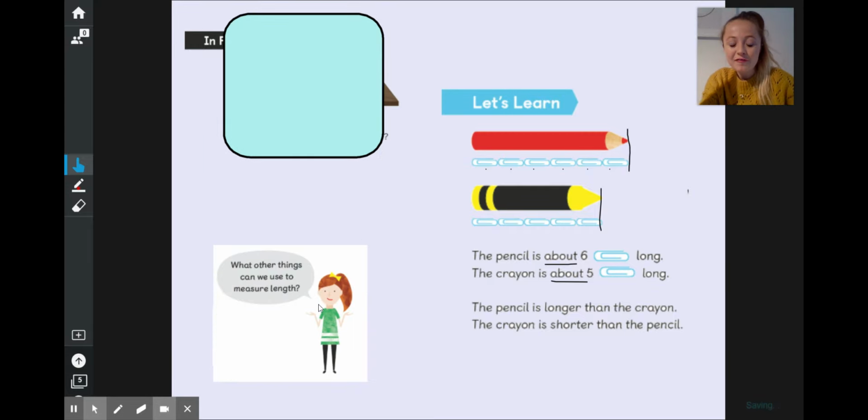And we've got our friend here saying, what other things can we use to measure length? So I know that all of you had a go at doing this last week. So have a little think, what did you use last week to measure the length of different things? I saw lots and lots of photos of people using books. Some people were using shoes. There were people using bottles, all sorts of things. Have a little think. What things could you use to measure the length of something?